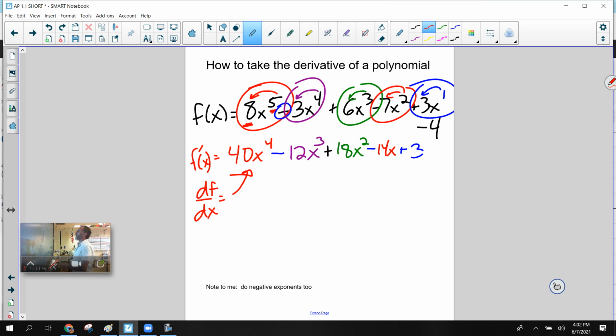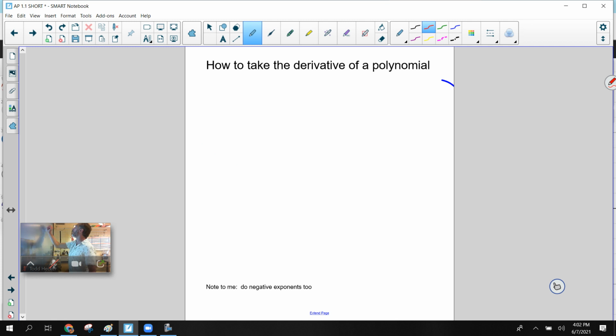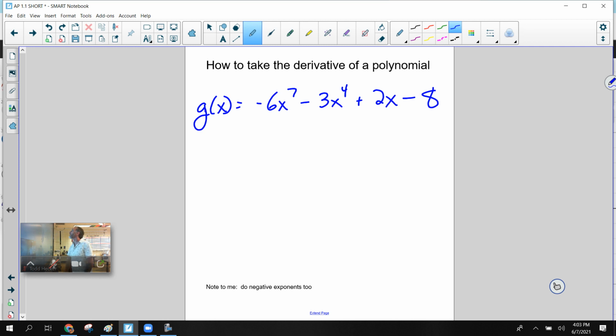All right, let me give you one to try. Here we go. So let's do this. How about g of x? So g of x is, I don't know, let's do negative 6x to the 7th minus 3x to the 4th plus 2x minus 8. See if you can find the derivative of that. So to be clear, what are we looking for? We're looking for g prime of x, also known as the derivative of g with respect to x. All right, pause the video right now. Take the derivative.